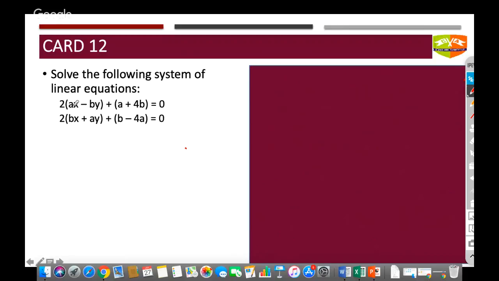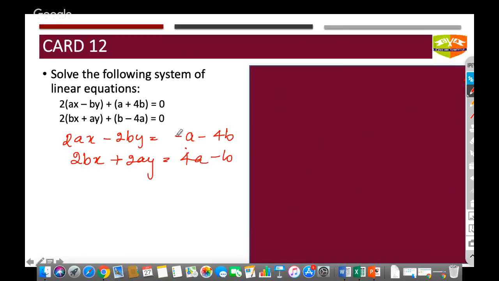So the first equation over here is 2ax minus 2by plus a plus 4b is equal to 0. And the second equation is 2bx plus 2ay plus b minus 4a is equal to 0. So how to solve this question? First I write it in the form a1x plus b1y is equal to c1. So I write 2ax minus 2by is equal to minus a minus 4b, and I write this 2bx plus 2ay is equal to 4a minus b.